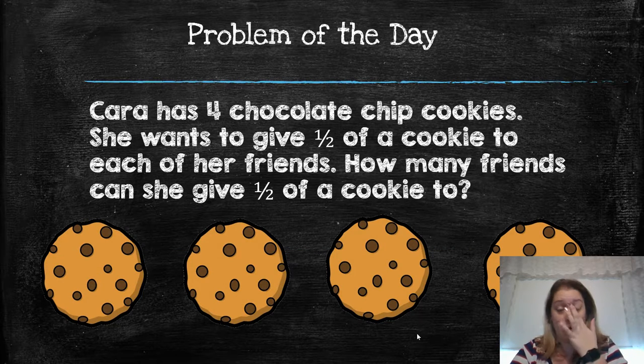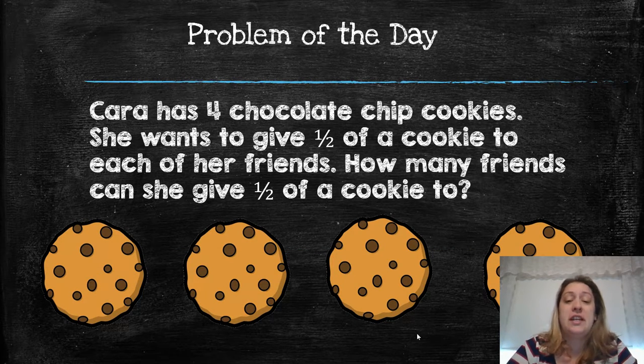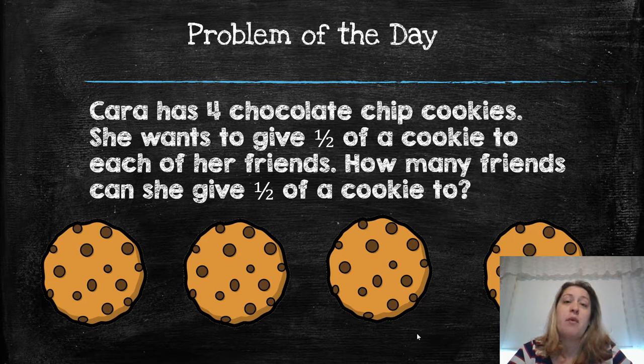So if Kara has 4 chocolate chip cookies and she wants to give 1/2 of a cookie to each of her friends, how many friends can she give half of a cookie to? So let's think about what this problem is asking. Okay, I have my 4 cookies up on the screen, which you can see.